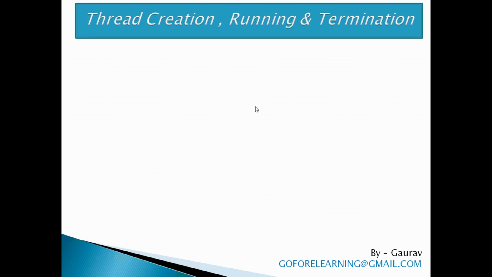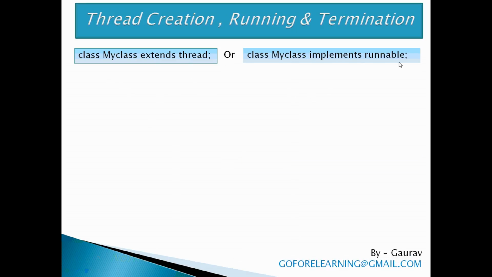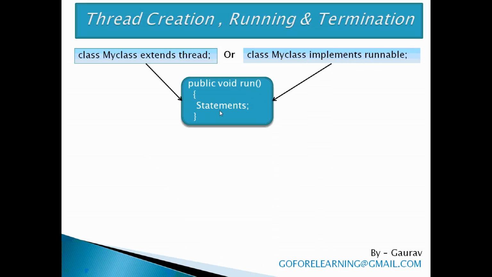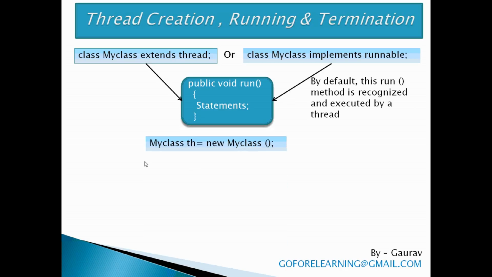Thread creation and running. First, create a class that extends Thread class as class MyClass extends Thread, or implement Runnable interface as class MyClass implements Runnable. Now, in this class, write a run method as public void run. Inside that, write some statements. By default, this run method is recognized and executed by a thread. Then, create an object to MyClass so that the run method is available for execution as MyClass th = new MyClass. Then create a thread and attach that thread to the object th.